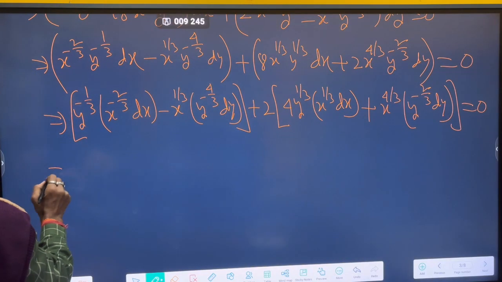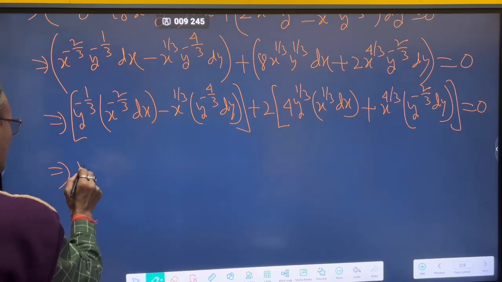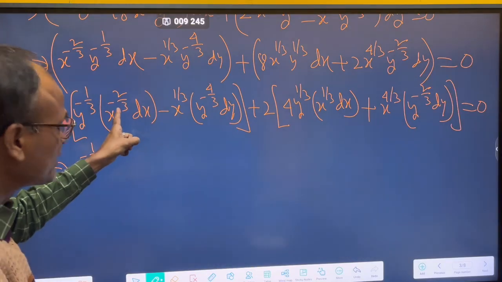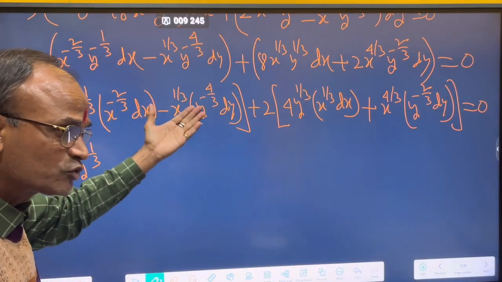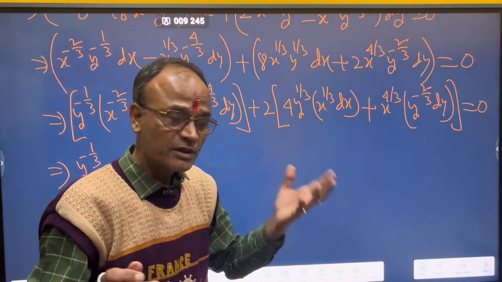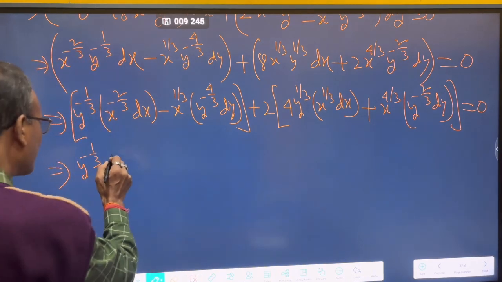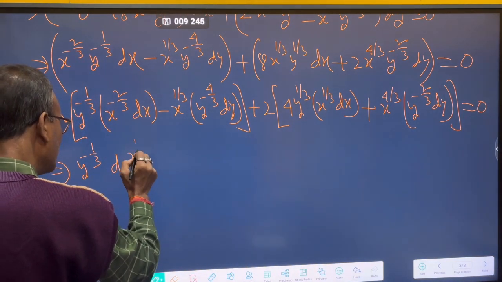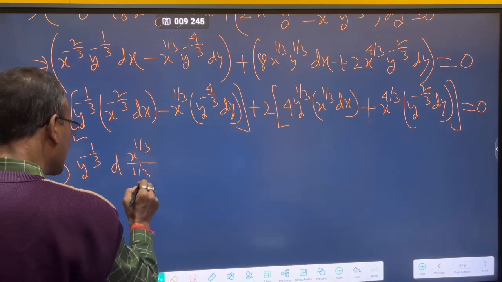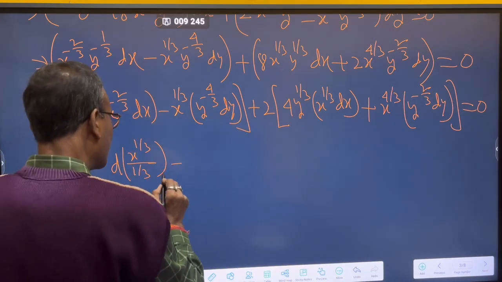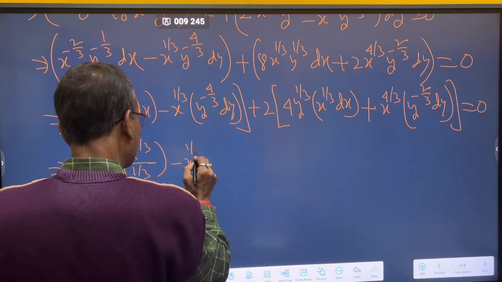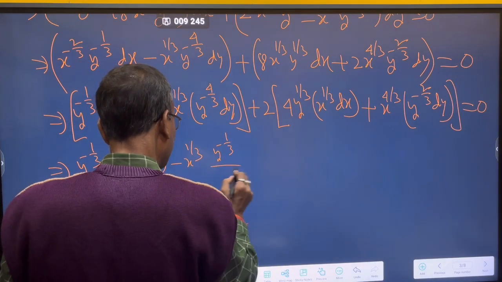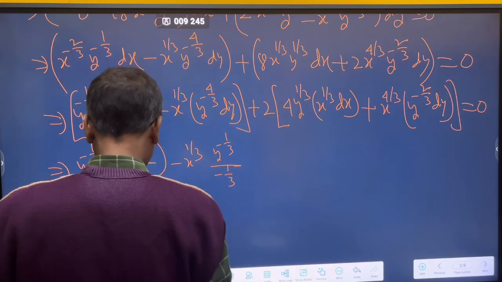This means y to the power minus 1 by 3, now integrate this: x to the power minus 2 by 3 plus 1 divided by minus... x to the power 1 by 3 divided by 1 by 3. You may write here d of x to the power 1 by 3 divided by 1 by 3, minus x to the power 1 by 3. It will be y to the power minus 1 by 3 divided by minus 1 by 3 d of.